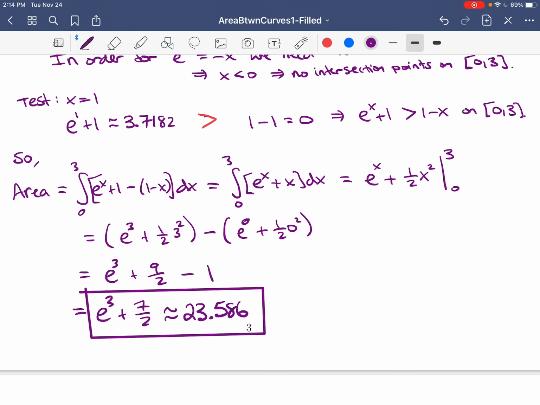And if you wanted to see the picture of what's happening, e to the x plus 1 is the graph of e to the x shifted up 1. So it's going to have a horizontal asymptote.